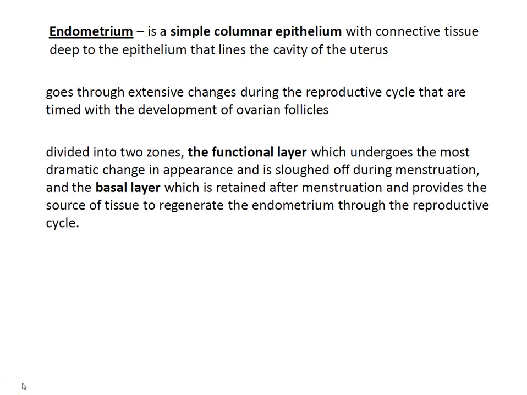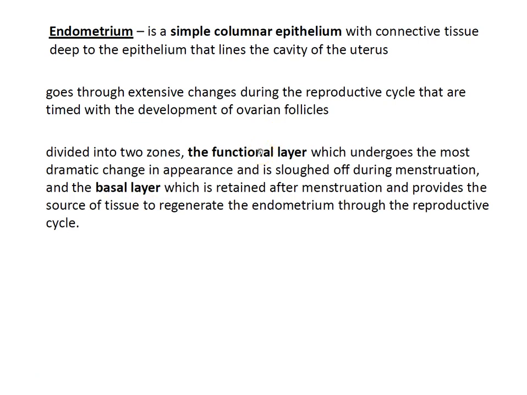Now let's look at the structural changes that take place in the innermost layer of the uterus, that is the endometrium. The endometrium is a simple columnar epithelium with connective tissue. Now, the endometrium goes through extensive changes during the reproductive cycle, and these changes are synchronized with the development of ovarian follicles. During reproductive life, the endometrium consists of 2 layers or zones that differ in structure and function. These layers are the functional layer and the basal layer.